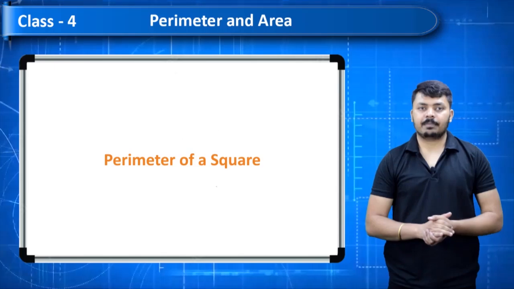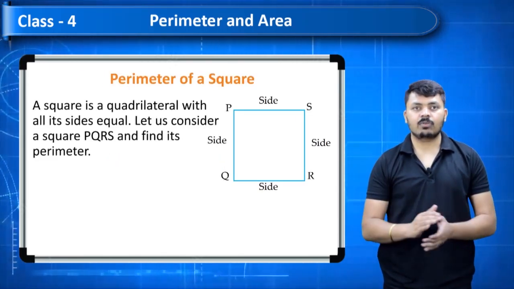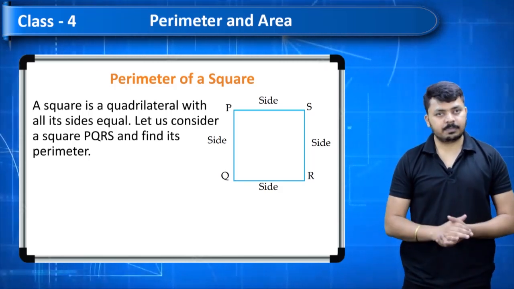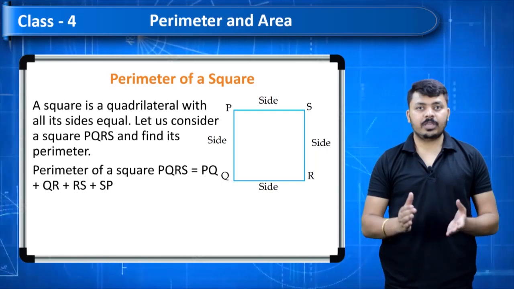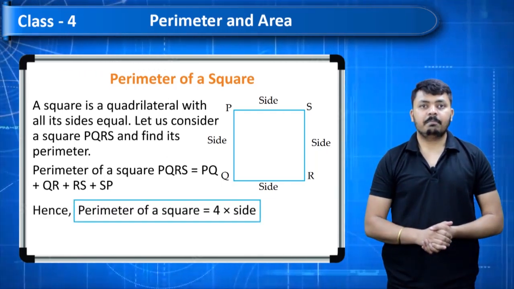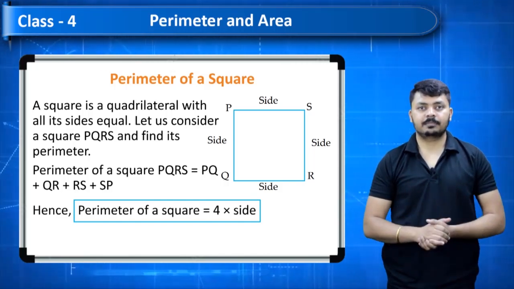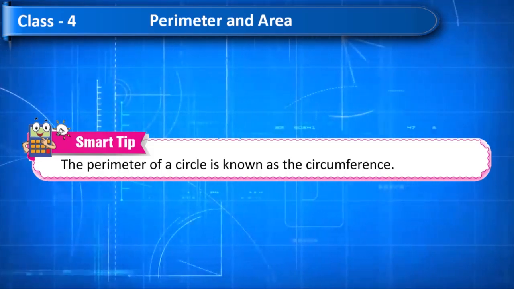Perimeter of a square. A square is a quadrilateral with all its sides equal. Let us consider a square PQRS and find its perimeter. Perimeter of a square PQRS is equal to PQ plus QR plus RS plus SP. Hence, perimeter of a square is equal to 4 multiplied by side. Smart tip: the perimeter of a circle is known as the circumference.